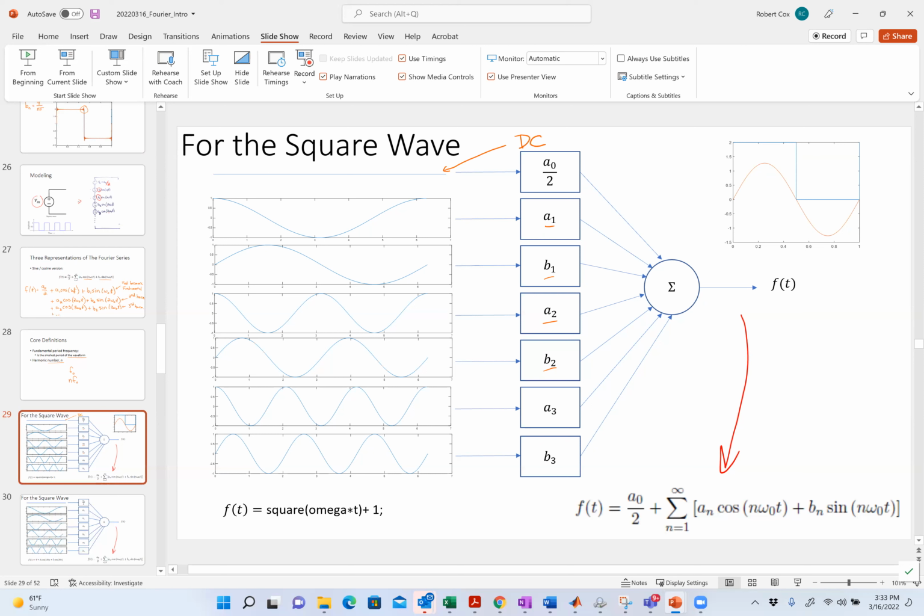So if I looked at this and we went through this here, I said that my amplitudes, my b sub n's, were equal to 4 over pi n, I guess was what I said. If I looked at this, that means that this has no cosine.